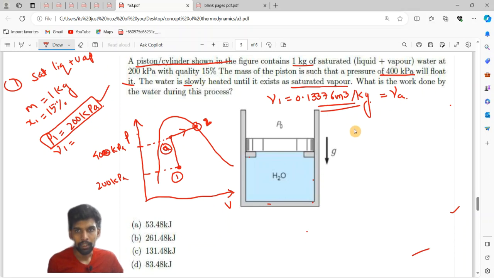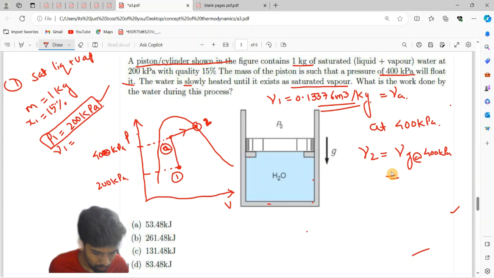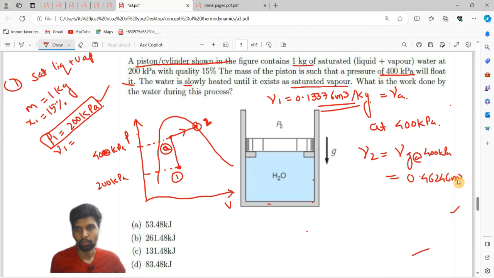And how will we get V2? At 400 kPa, from the steam table we will get V2 as Vg at 400 kPa. This value from the steam table is 0.46246 meter cube per kg. So V1 is known to us, V2 is known to us.